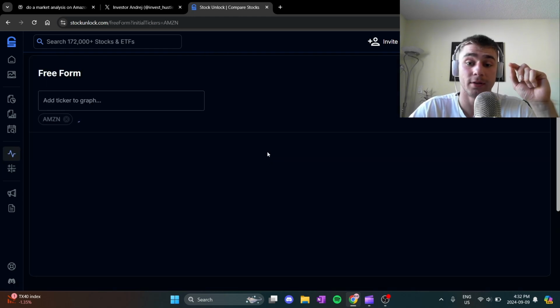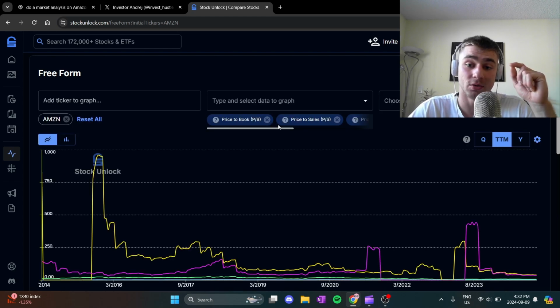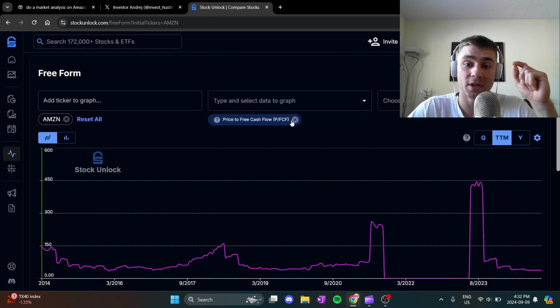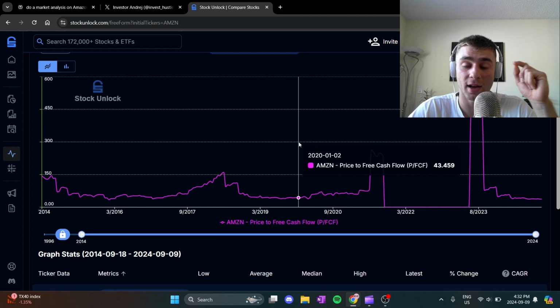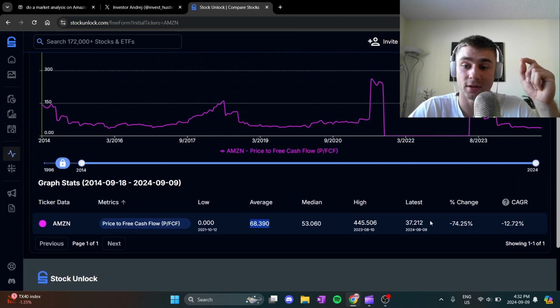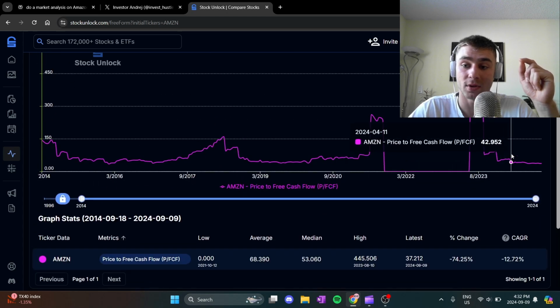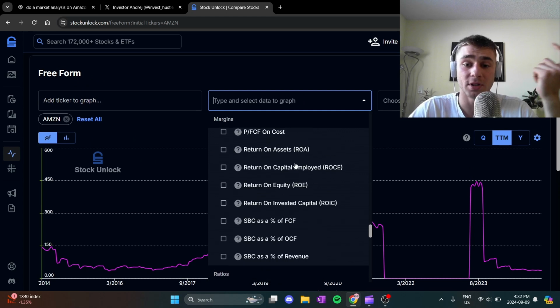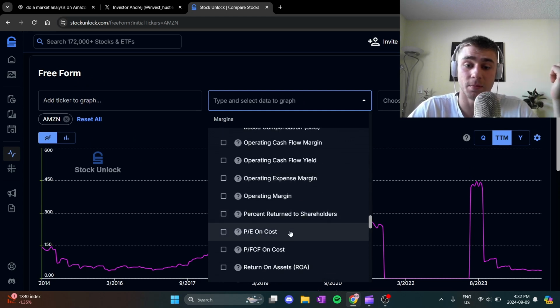And this right here, the freeform, is probably the best thing about Stock Unlock, which I'm still learning how to use. It gives you a graph, and then you can put whatever you want in here. So for example, price to free cash flow. We can see the average price to free cash flow right here is 68 times cash flow, the latest is 37, and we can see how that's been changing. So it's a way to see what company is overvalued, but there are so many things you can look at here. You can see the PE ratio.